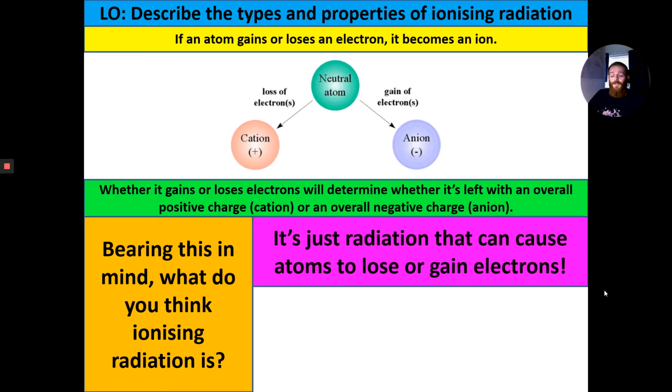Okay, so it's just radiation that can cause atoms to lose or gain electrons. So if ionizing radiation was to hit an atom, as in something that is neutral, it could hit it and supply enough energy for an electron to be lost from that atom that was initially neutral. But if it loses an electron, now it's obviously had a change in charge. It's no longer neutral. It's become charged, and therefore it's an ion.